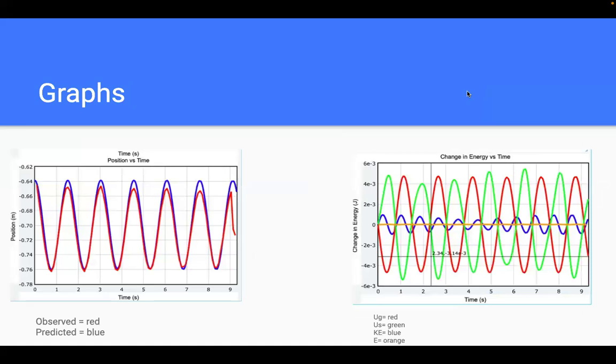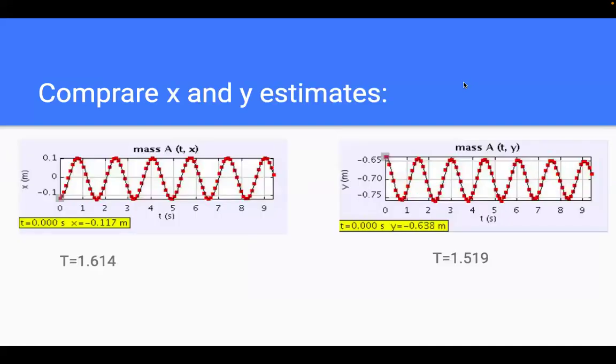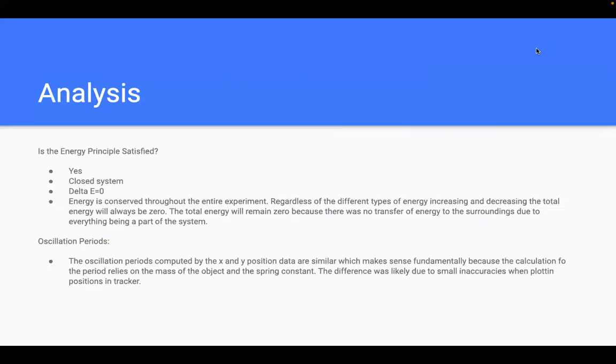Here is the comparison of the graphs. On the left, you can see that the observed is in red and the predicted is in blue, representing a very similar slope and graph. And here on the right, we have UG equal to red, US equal to green, kinetic energy equal to blue, and E equal to orange. And here we can compare the X and the Y estimates to resemble a very similar graph and T values.